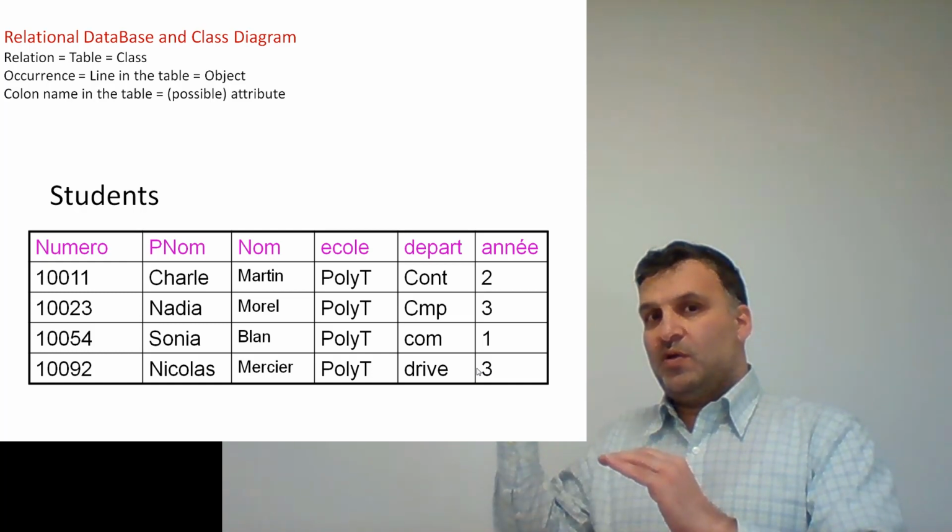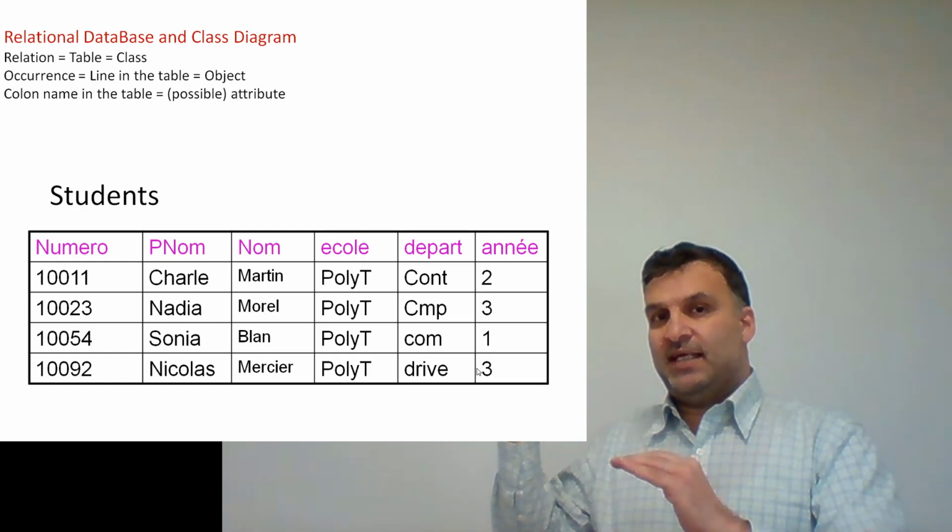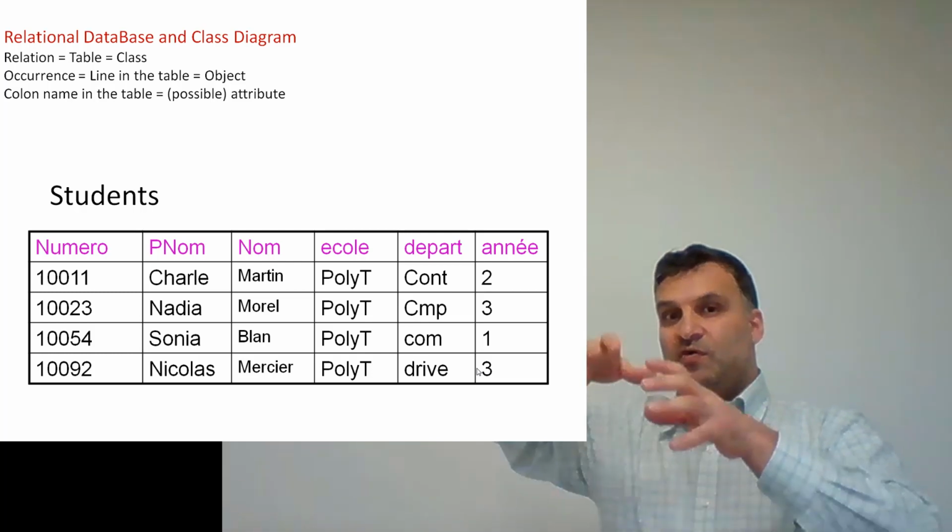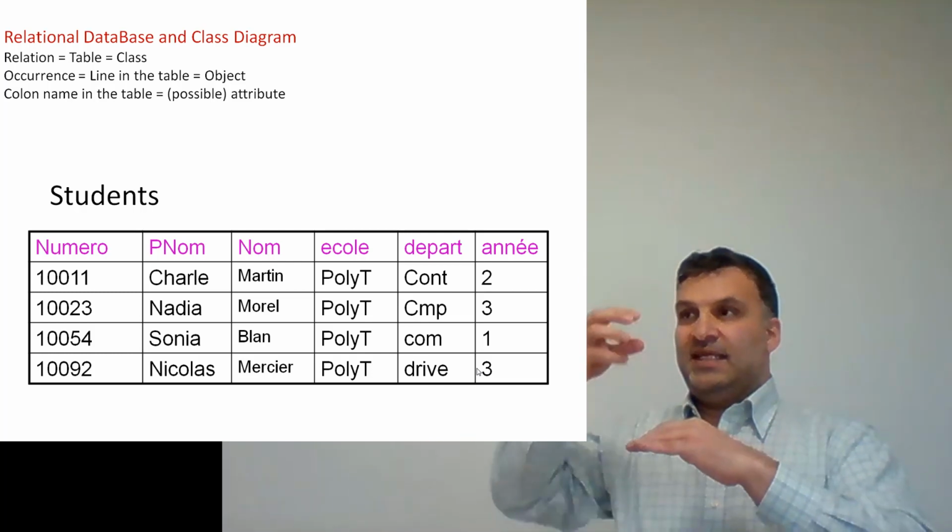When we talk about a UML class diagram, the class is an abstraction of many objects also. So, it is a class.